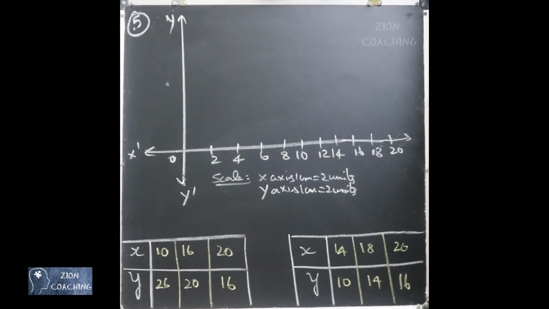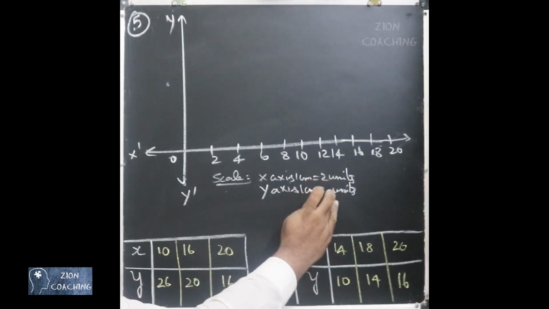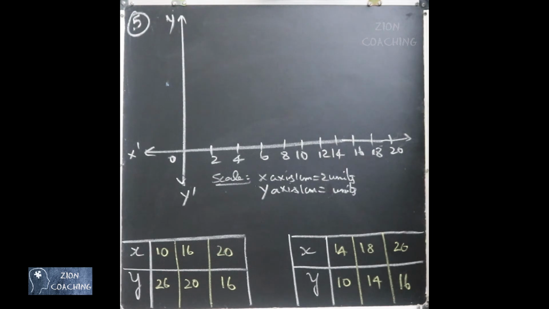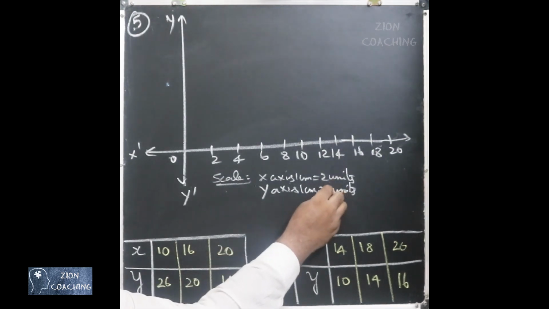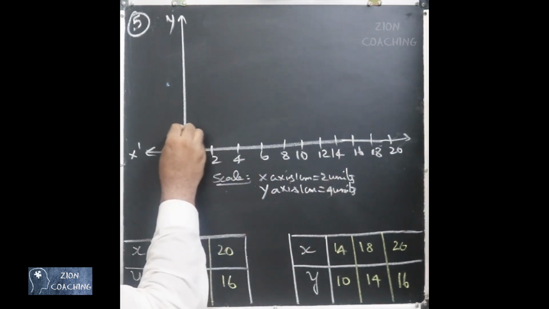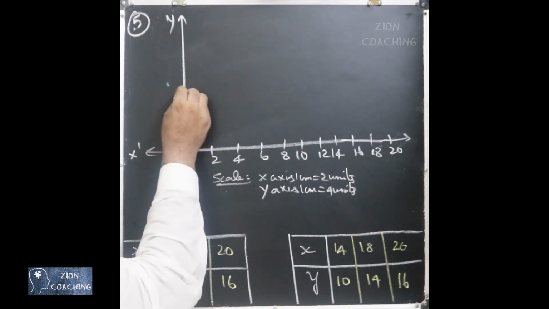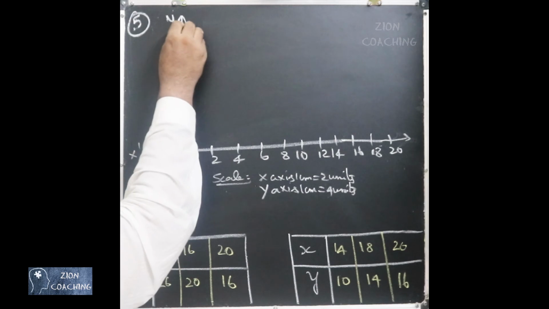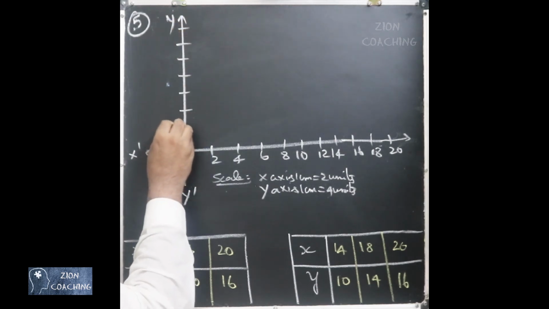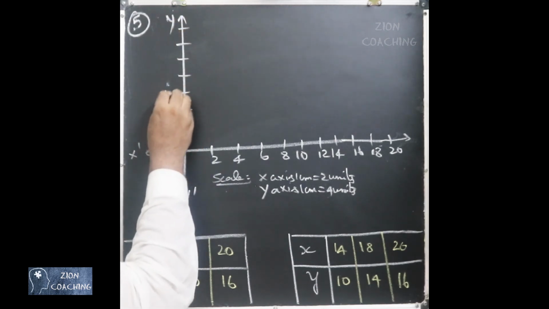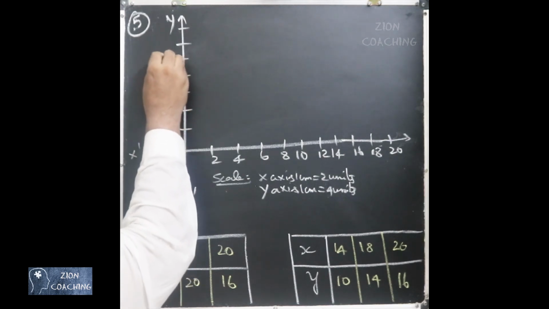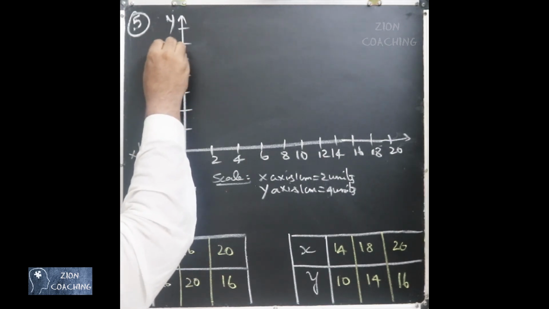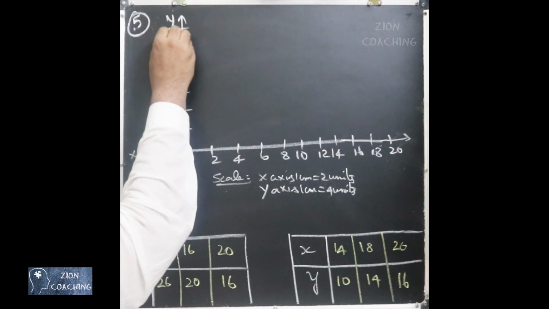On the y axis we need up to 26. So instead of taking 2 units, I will take 4 units. Then we will have 4, 8, 12, 16, 20, then 24, 28.